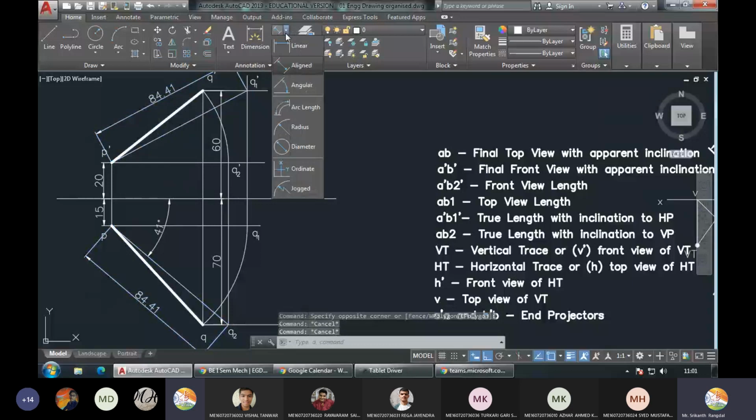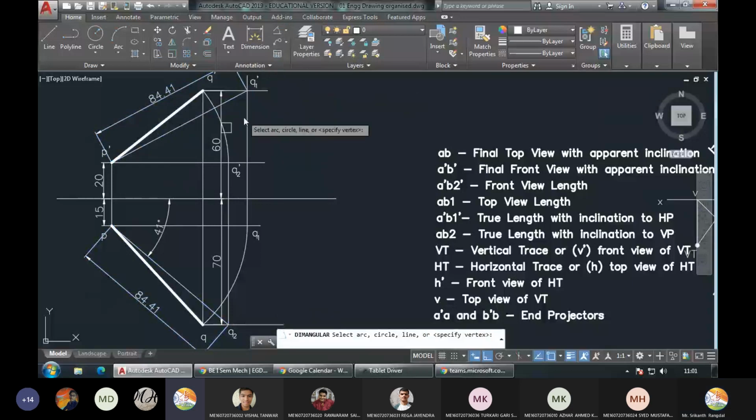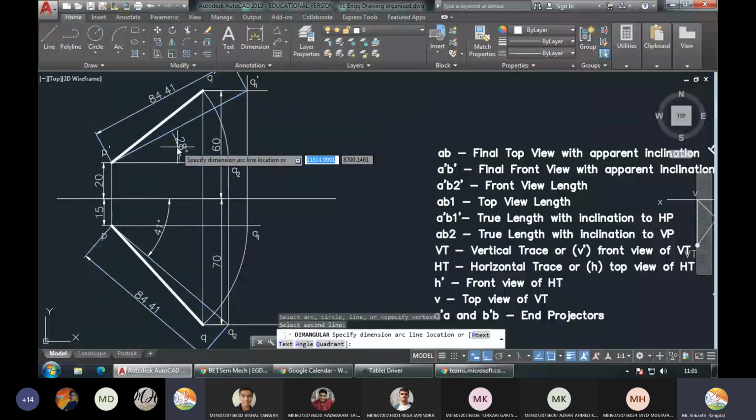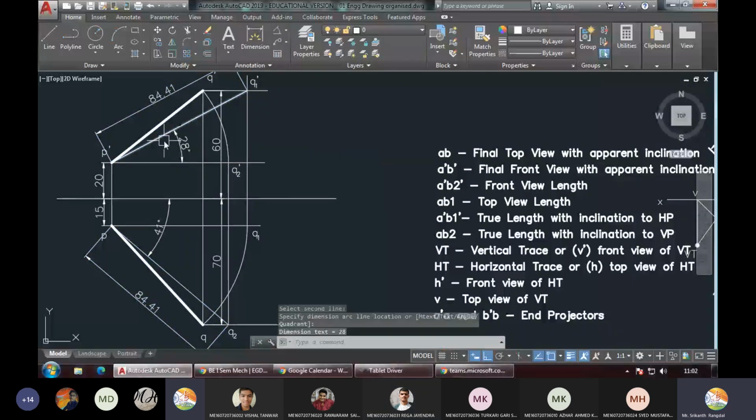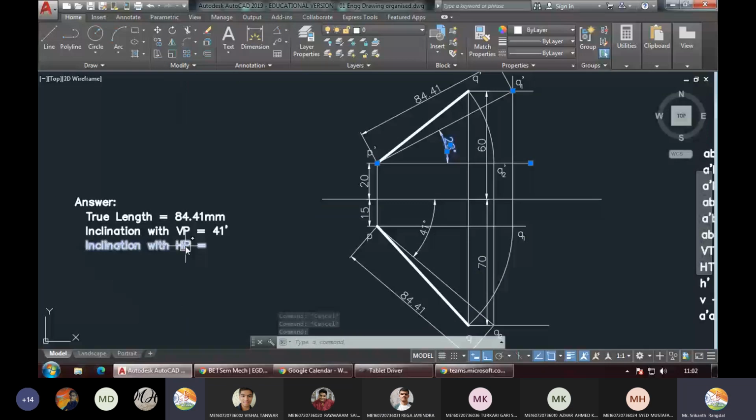What about inclination? Will they be the same? Inclination need not be the same, right? Yes, sir. The angle you can take between these two or between these two. No problem. Okay. So this is the inclination with HP. So 28 degrees is the inclination with HP. So clear? Yes, sir.